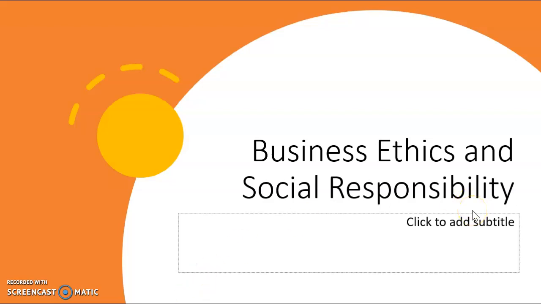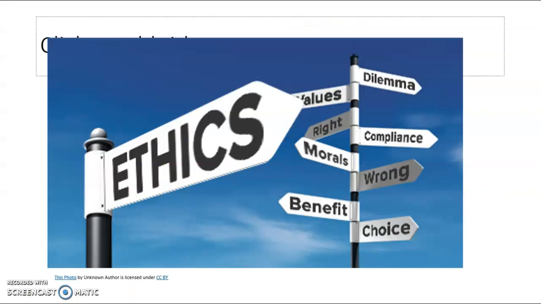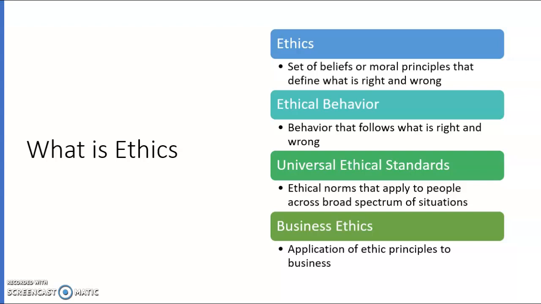In this unit, we will look at business ethics and social responsibility. Let's go ahead and start by looking at business ethics. First and foremost, ethics is our own set of beliefs or moral principles that help us to define what we believe is right and wrong. Ethical behavior is just behavior that follows these beliefs and principles of what we believe to be right and wrong.